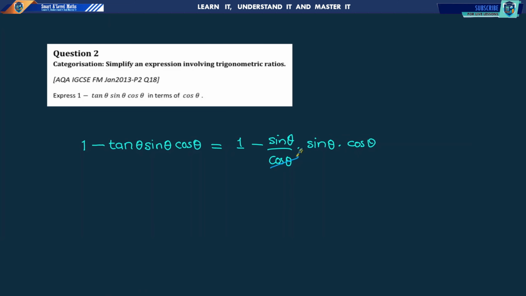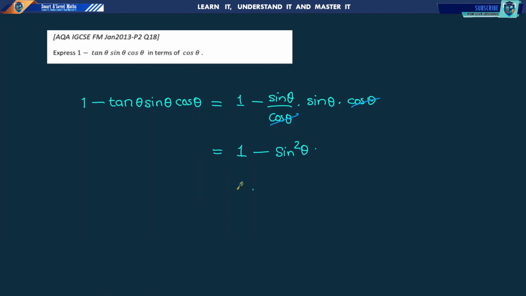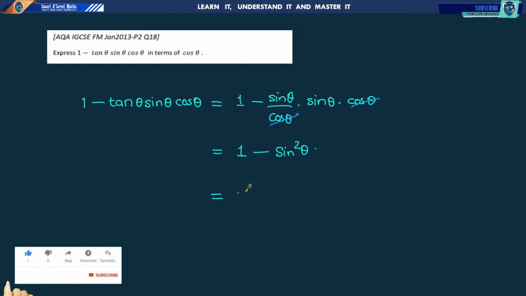And again, cos theta is common. We cancel it out. We are left with only 1 minus sin square theta. And we know sin square theta, when you subtract it from 1, is equal to cos square theta, from the identity we discussed in question number 1.